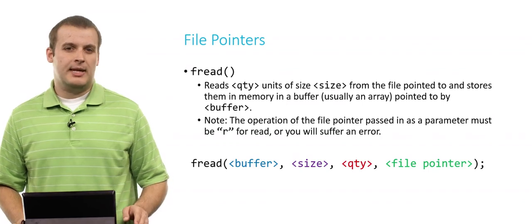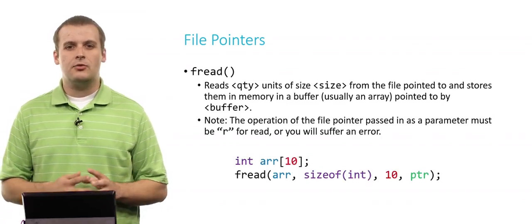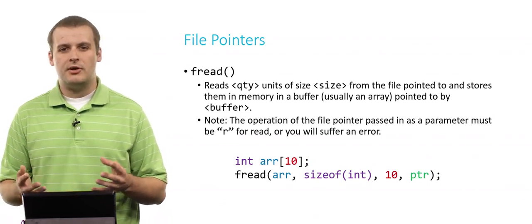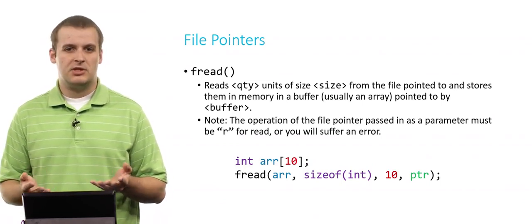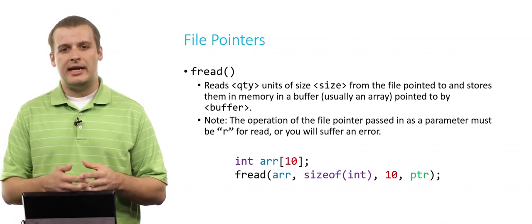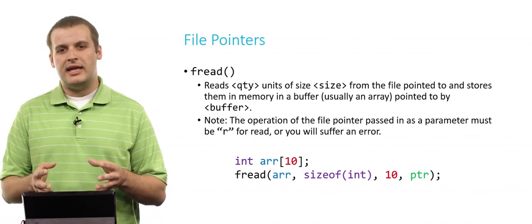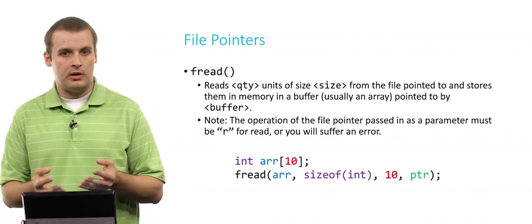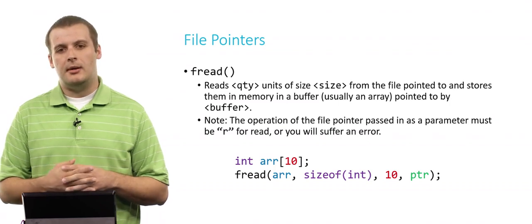Probably best illustrated with an example here. So let's say that we declare an array of 10 integers. We've just declared it on the stack arbitrarily, int arr[10]. So that's pretty straightforward. Now what we're doing with the fread call is we're reading sizeof(int) times 10 bytes of information. Sizeof(int) being 4. That's the size of an integer in C.